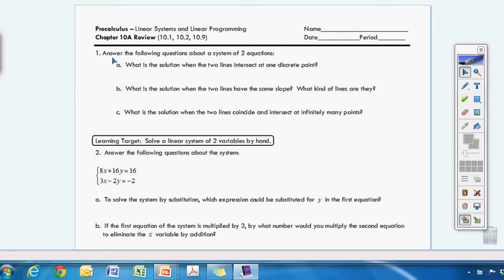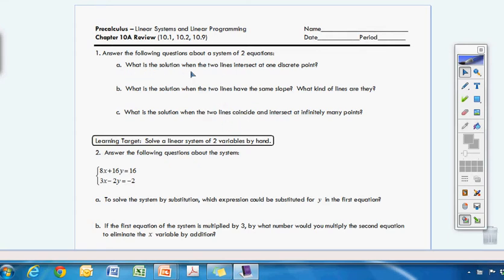Starting with number 1, this question is worded a little bit weird, but basically wanting you to think through, when you're looking at two lines on a graph, what is going to happen? When do you know there is a solution? What happens if you have the same slope of two lines? What happens if the lines are on top of each other? What are your solutions looking like?